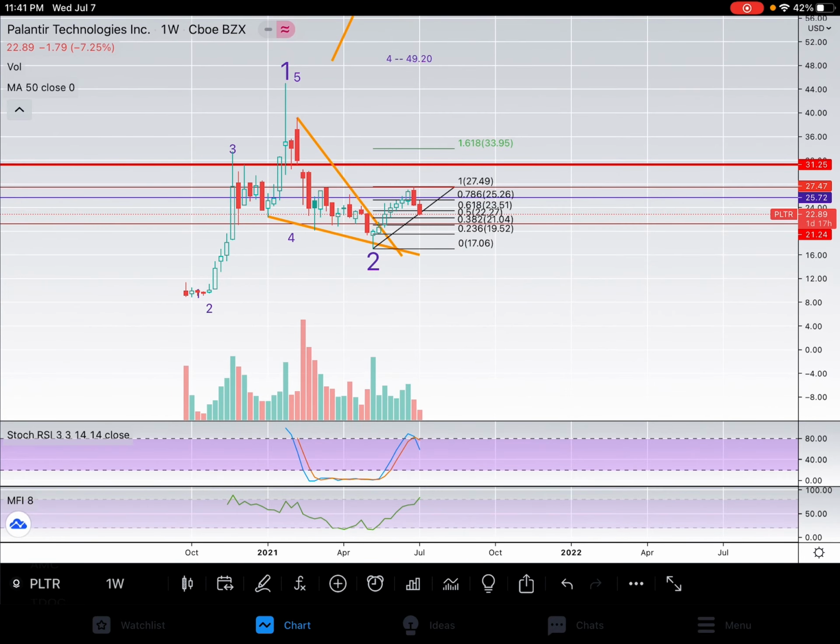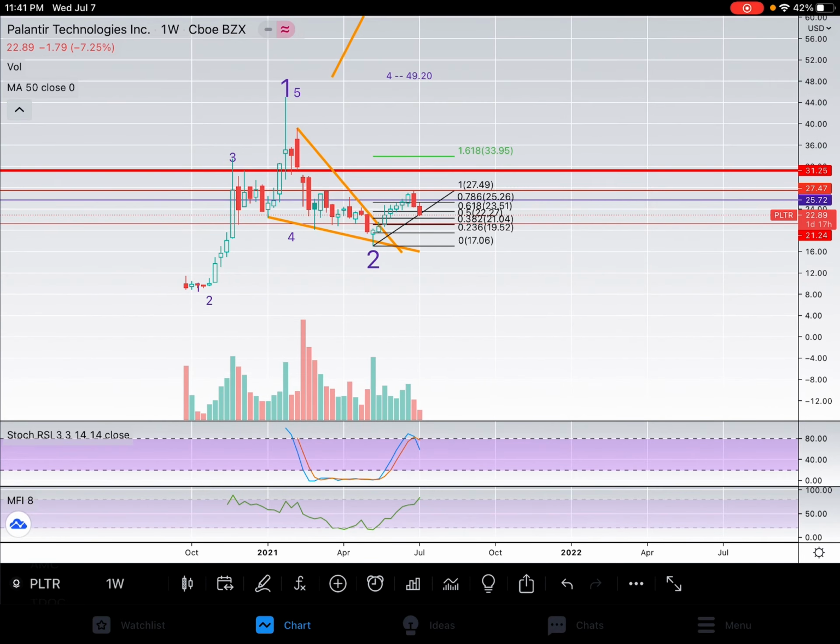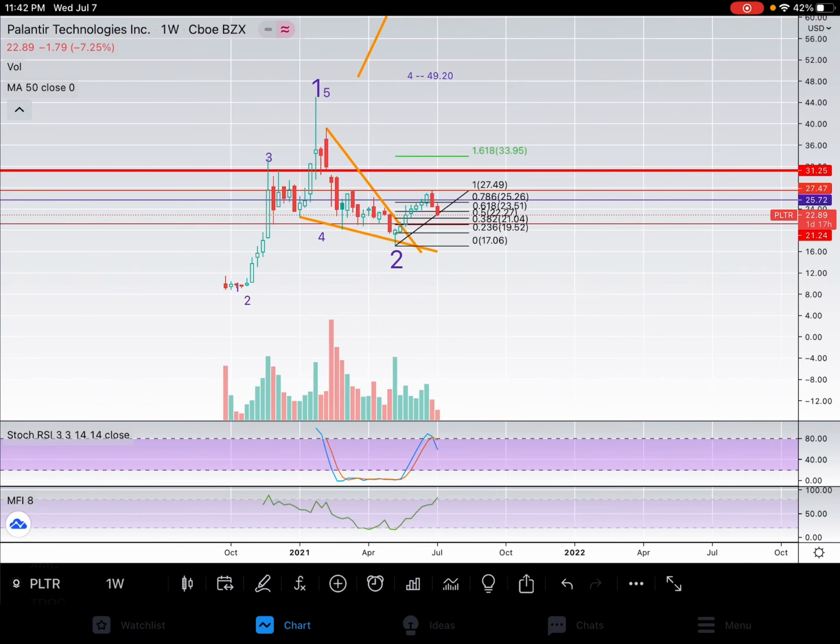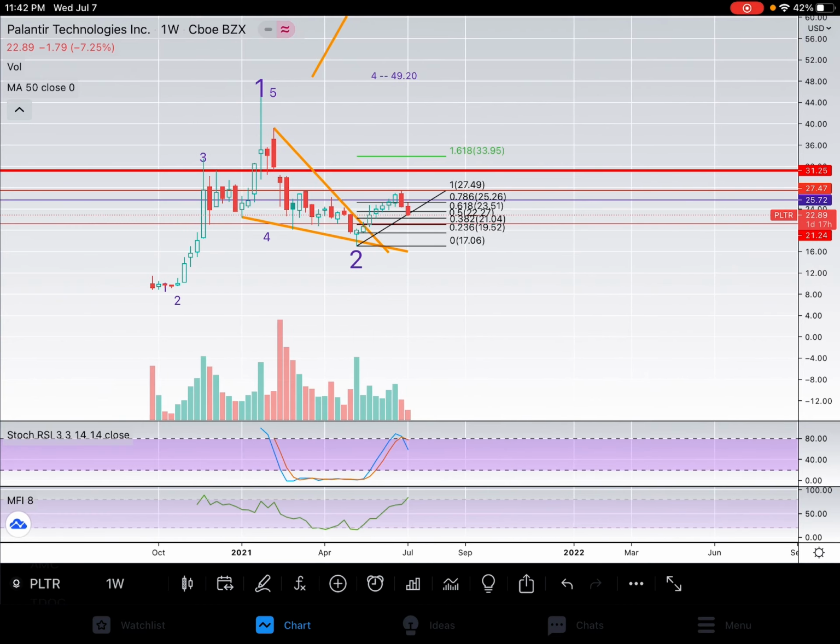If we are talking larger degree waves, that first rally up to the 44 area was a larger degree wave 1. It's set in this larger degree wave 2 at the 17 level. So now I'm thinking we're starting this huge wave 3, which is considered the most powerful wave in Elliott wave theory.